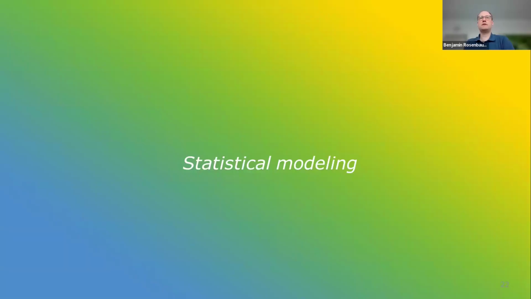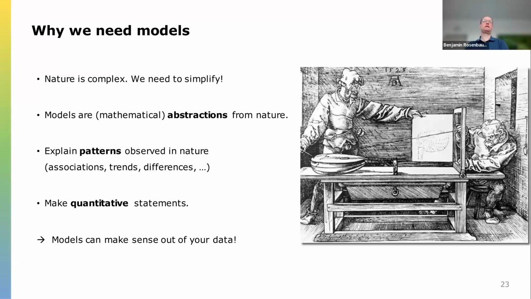Okay, I would continue with the statistical modeling part. Why do we need statistical models? Well, the answer is quite simple. I would say nature is really complex and we need to simplify this. And we do this by using models, not necessarily statistical models, but mathematical models in general, which are always an abstraction from nature.